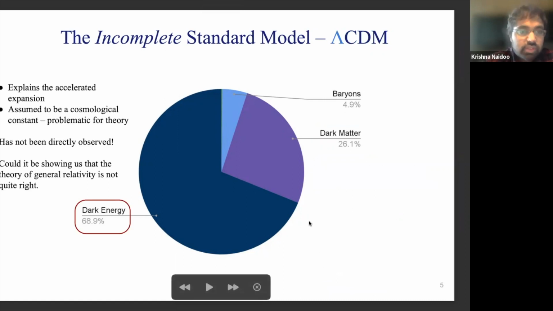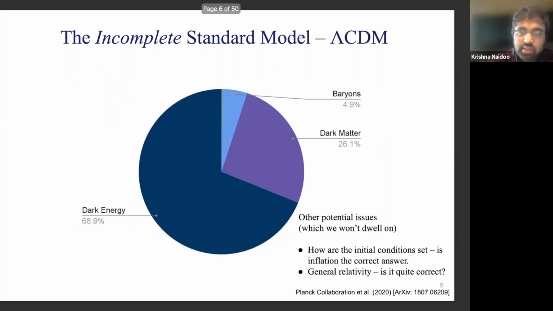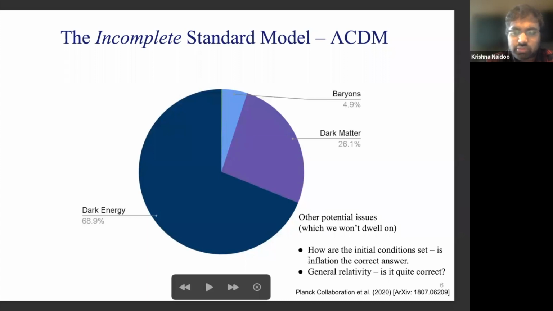In terms of dark energy, this has been brought about to explain the accelerated expansion of the universe. At the moment, it's seen to be a cosmological constant, which is a problem for theoretical physics. But it could also be telling us that our ideas of general relativity are not quite correct. There are some other issues which I won't dwell on. For example, what sets the initial conditions of our universe? Is inflation the right answer? Is general relativity the correct framework to place our cosmological model in?